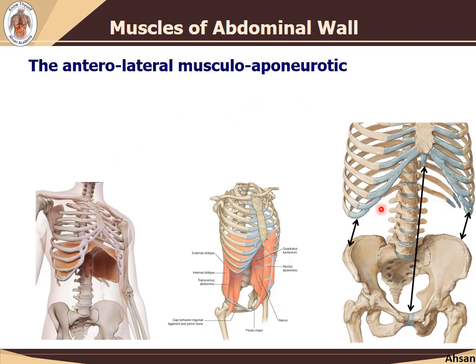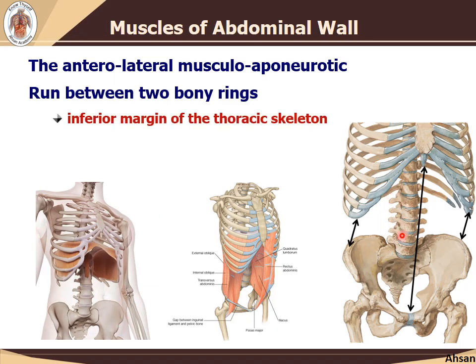So the anterolateral muscles are sheet-like and have thin tendons, so this is aponeurosis. So muscles and aponeurosis make up the anterior wall as well as the lateral wall. Posteriorly, the vertebral column has some muscles. So this is the pelvic girdle and this one is the thoracic cage. So between these two margins, this area has a softer layer, a collection of muscles and aponeurosis.